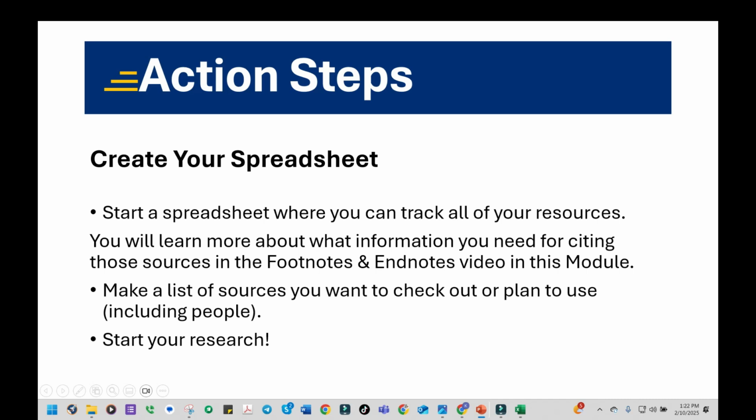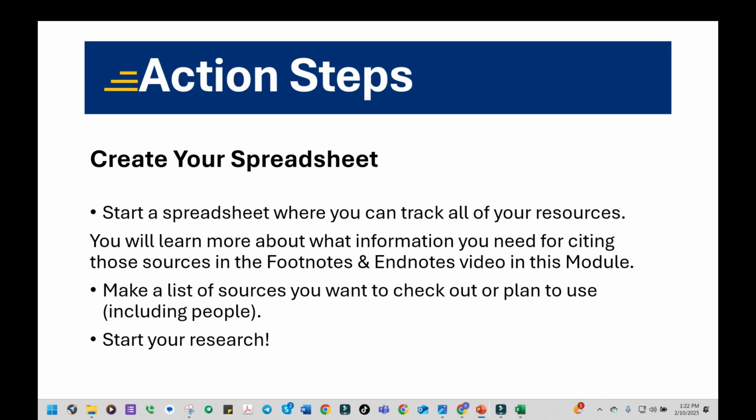First, go out and create a spreadsheet. Whether you use Microsoft Excel or Google Sheets, or you just like using Word or a sheet of paper, whatever you want to do, create some sort of a tracking sheet. You'll learn more about this, again, in the citations module for footnotes and endnotes, where I go into much more detail about what those are, how to use them, and the information you need.